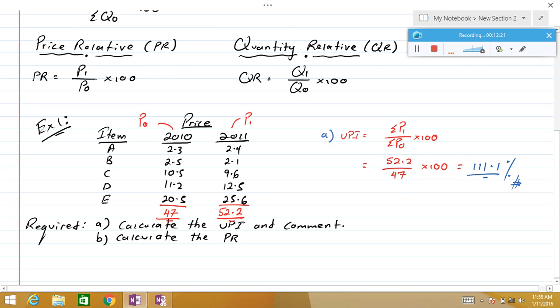Now, but remember they asked you to comment, don't forget. So how do you comment? Now, comment is very simple. Increase or decrease? How do we know? Yeah, more than 100, increase. So how much increase? Inflation has increased by how much? 11.1%.